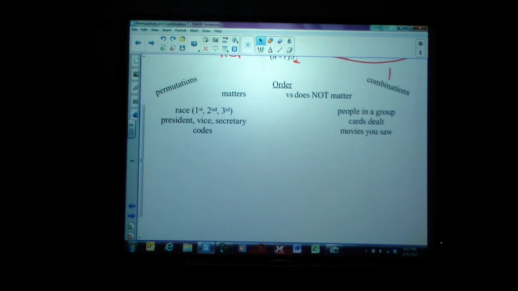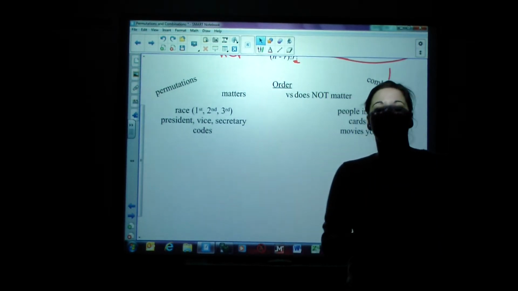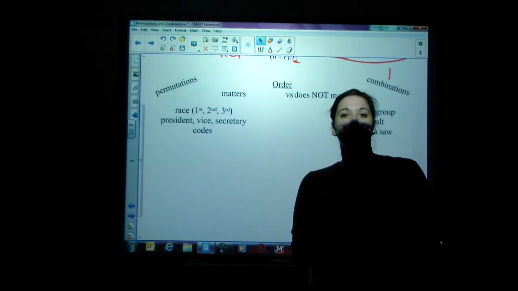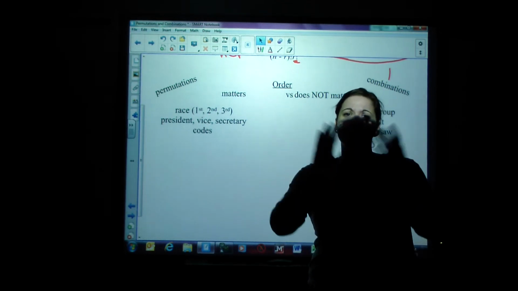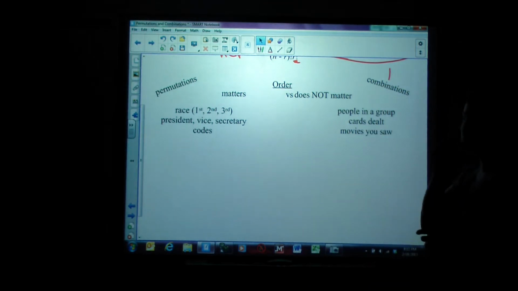Sometimes I have students say, well, it matters if you see the sequel before or after. Yes, I get that, but if we're just talking about going to the movie theater in Worthington right now and seeing 2 movies, the movies that are there, it doesn't matter what order. Okay? We're just looking at 2 of them. So, that's the difference between when does order matter and when does order not matter.